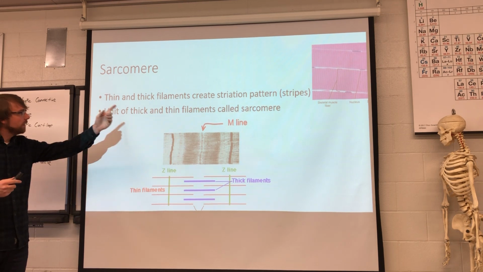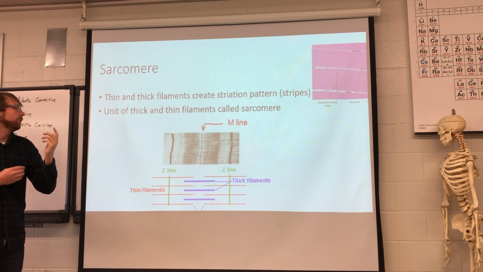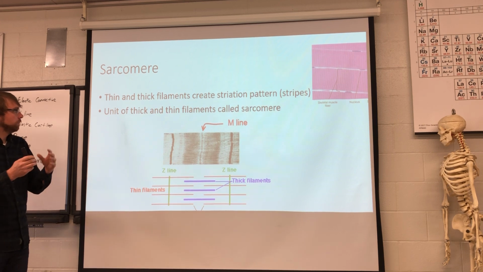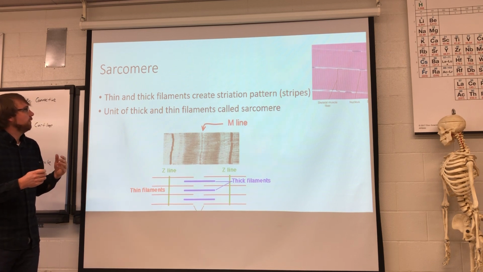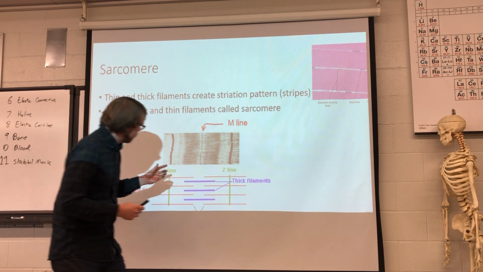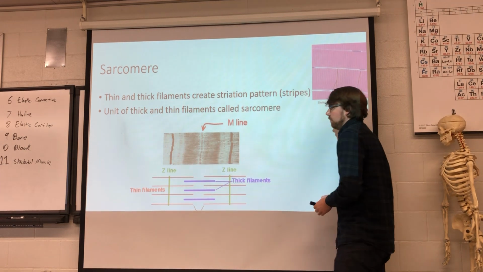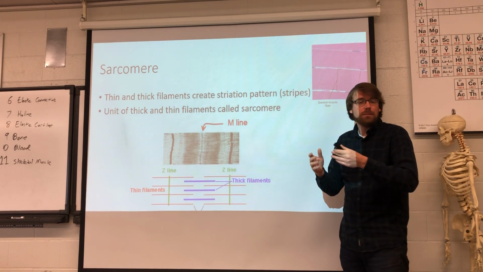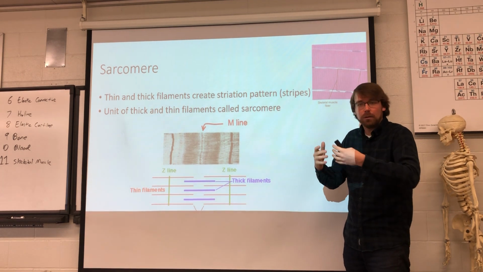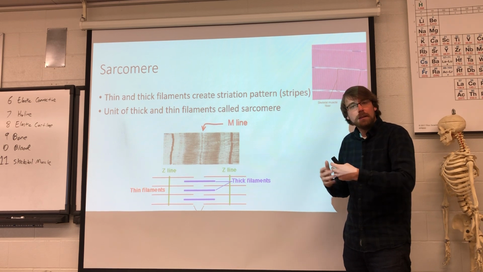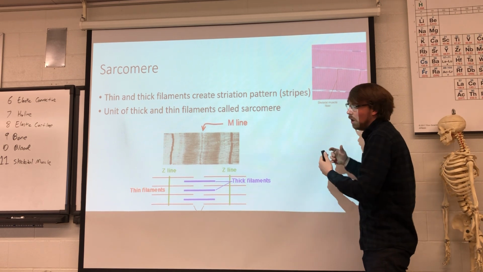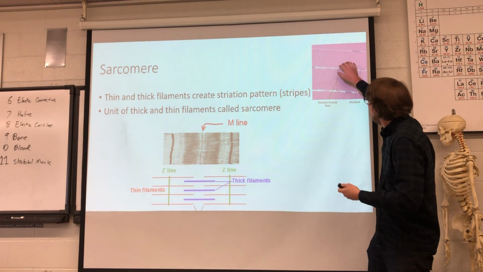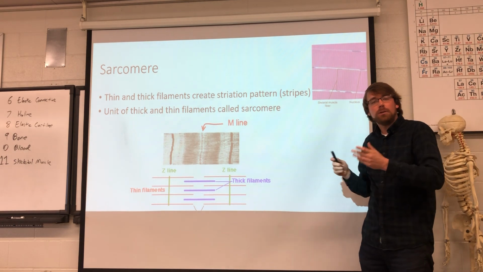So sarcomeres are what give muscle its striped appearance. So its thin and thick filaments create striation patterns, which are stripes. The unit of thick and thin filaments is called the sarcomere. So the stripiness that you saw with your eyes looking through the microscope is being caused by the microscopic arrangement of these proteins within the muscle fibers. And all of these proteins are arranged, aligned in the same way, which is why you can see this under a microscope.